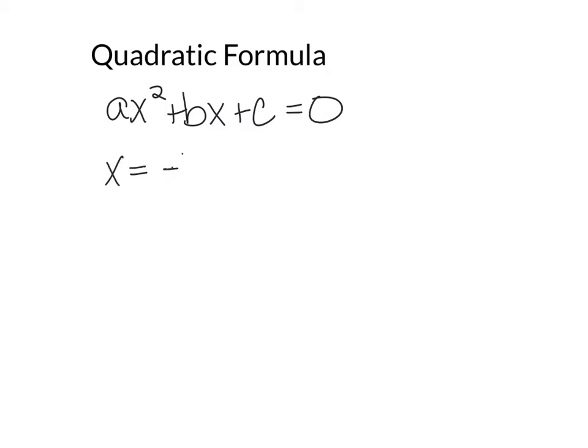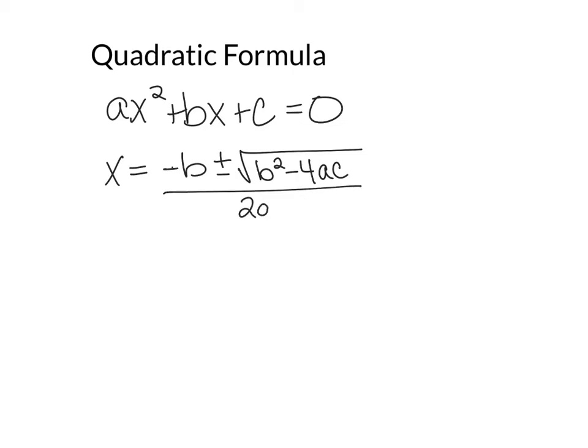x equals negative b plus or minus the square root of b squared minus 4ac all over 2 times a. Well, we're taking the coefficients and the numbers in the quadratic equation here. So it's not always the shortest method.